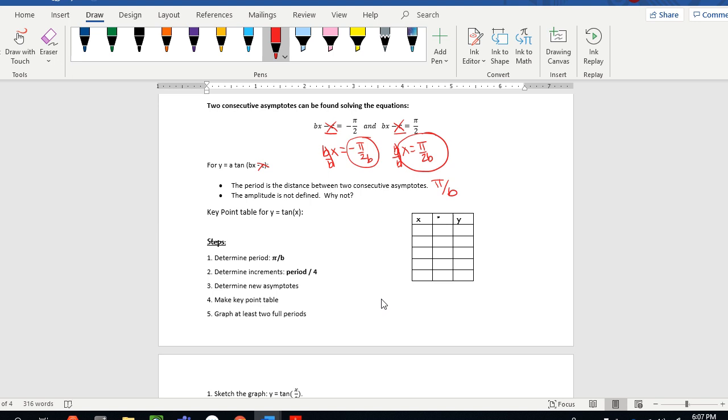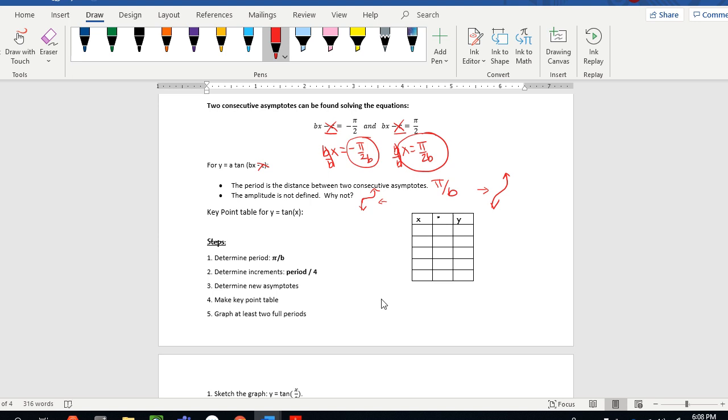Okay, the amplitude is not defined. Why? Because there's no top or bottom to it. A tangent is graphed like this and goes up forever. However, a stretch can happen. And in this stretch, you may find this going on as opposed to a deeper turn like this one. Two different kinds of stretches going on here.